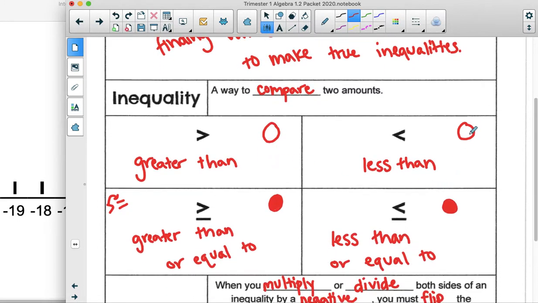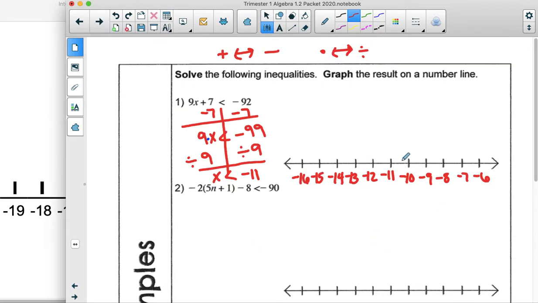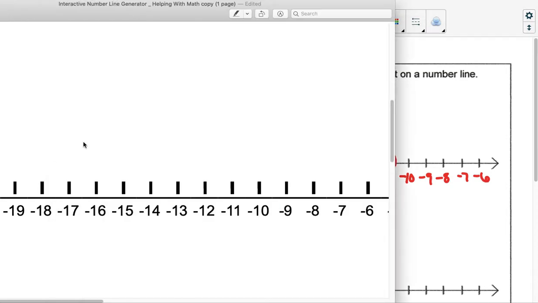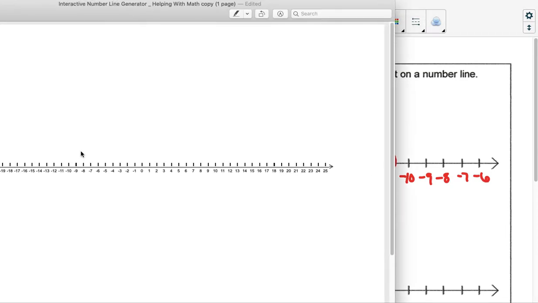So with just less than, that was an open circle because it does not include. So we're going to circle the tick mark at -11, but we want it to be open. So you have to be able to see the inside. Now I want numbers smaller than -11. This might be another way that's nicer to use your number line in the back of those colored papers. Okay, here's -11, and I want numbers smaller than that.